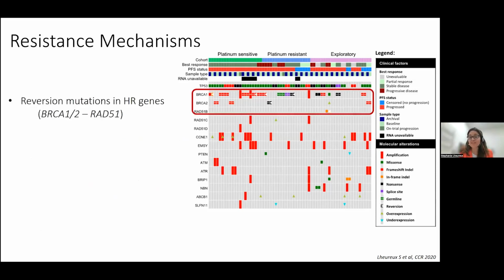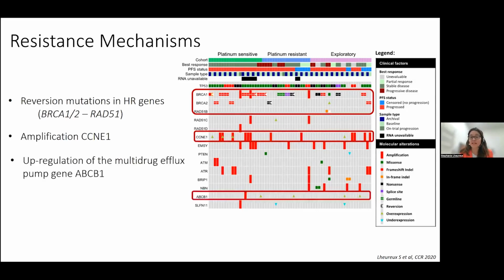So here we have seen that at the time of PARP progression, there's some reversion mutation in this HRD gene, including BRCA1 and 2 and RAD51. We have seen some amplification of the cyclin E, and we have also seen at the time of PARP progression, upregulation of the multidrug efflux pump ABCB1.